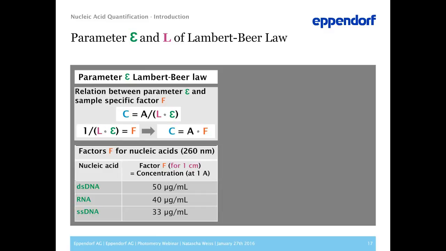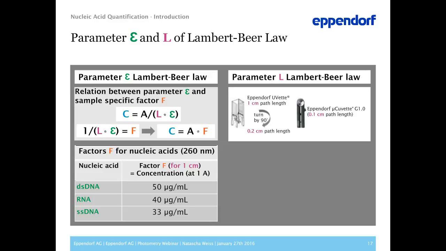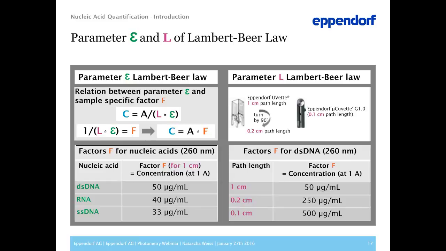In the table, the factors respective to the concentration at an absorbance of 1 are indicated for different nucleic acid types. The factor is not only influenced by the sample type, but also by the path length of the cuvette. When smaller cuvettes with 1 or 2 millimeter path length are used, the factor will increase. Examples for different cuvette types are given in the second table. It is shown that smaller path lengths are suitable for the detection of higher concentrated sample solutions.